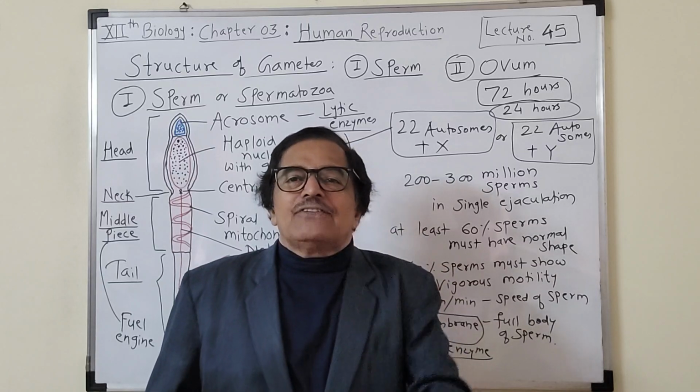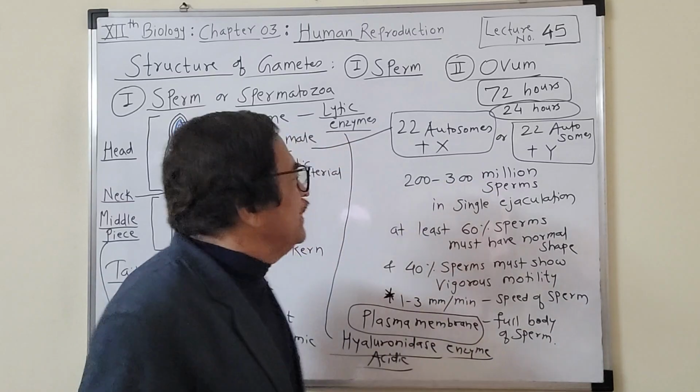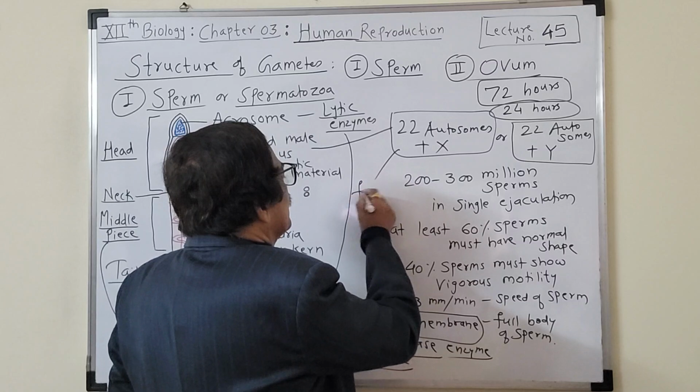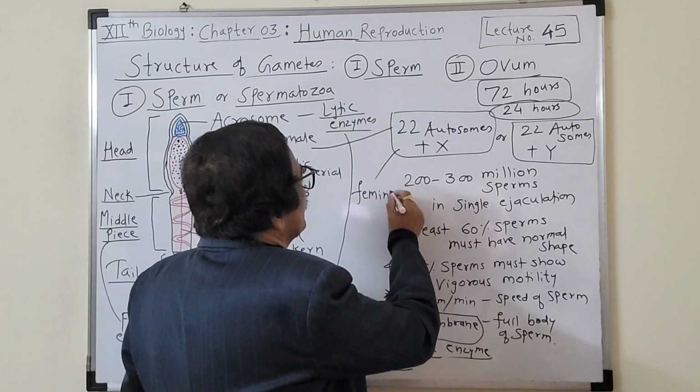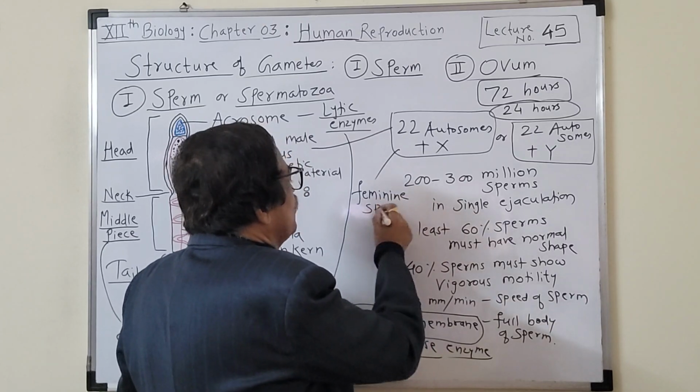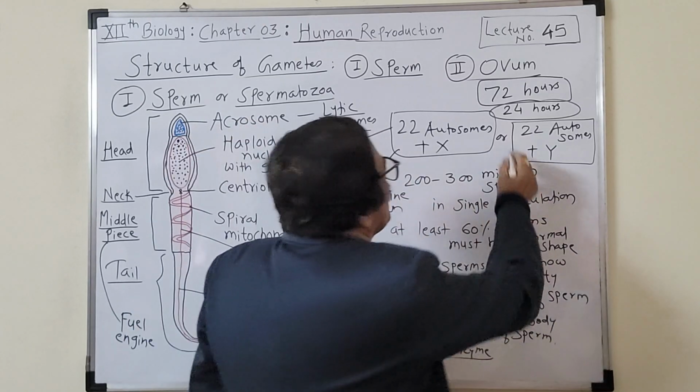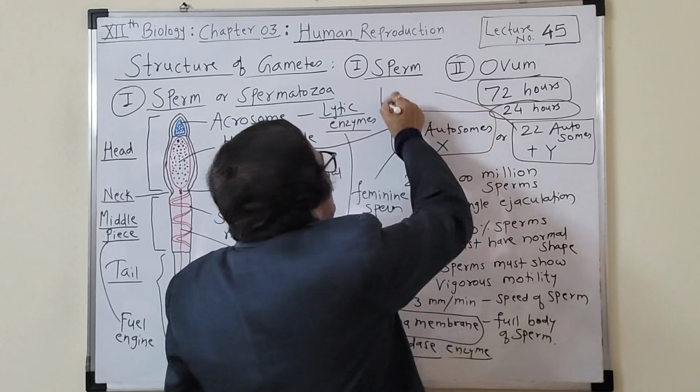जिस स्पर्म को X क्रोमोसोम है उसे कहते हैं फेमिनाइन स्पर्म. टर्म याद में रखो, फेमिनाइन स्पर्म. और जिसको Y क्रोमोसोम है उसको क्या कहते हैं? मैस्कुलाइन स्पर्म.